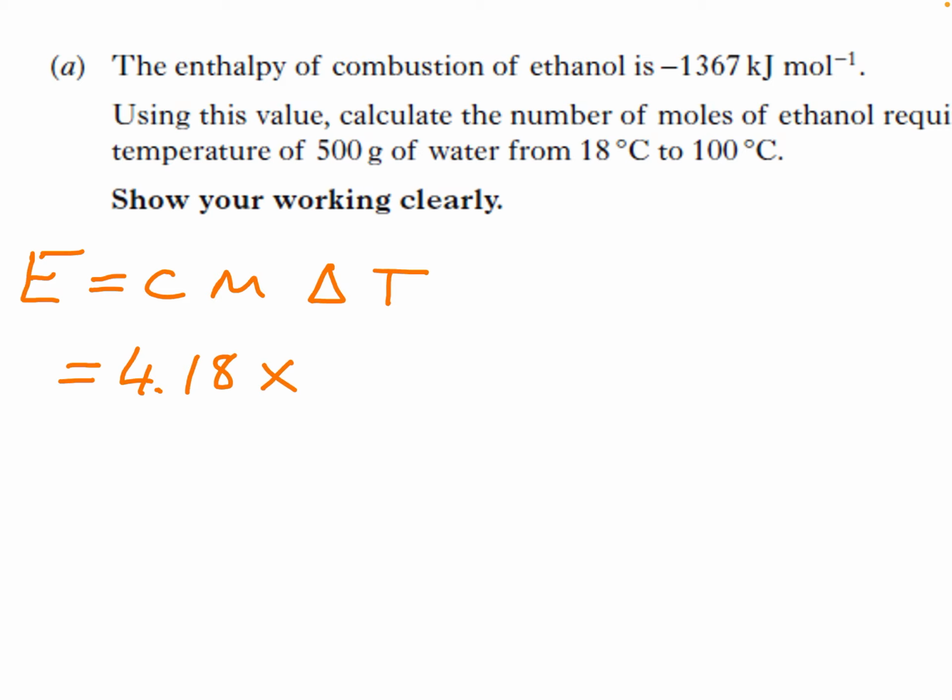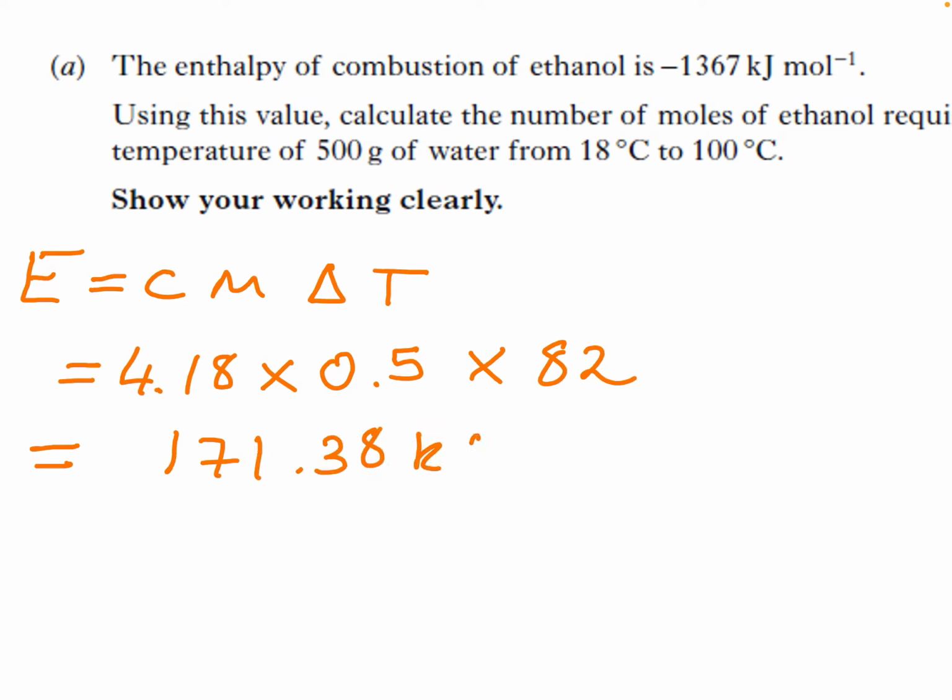It also mentions 500 grams of water, which we know we need to change into kilograms, so it's going to go from 500 grams to 0.5. And we're also going to use the change in temperature. The difference between 18 and 100 is going to be 82 degrees Celsius. When we put that into our calculator, we are going to get 171.38 kilojoules. And as always, we know that this is going to be negative because combustion reactions are always exothermic, which means they lose energy and give that into the water.